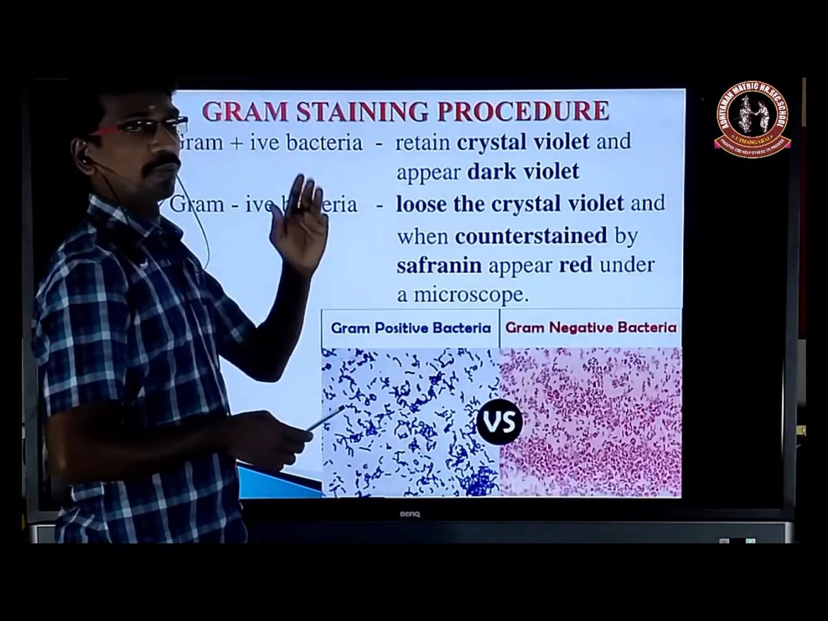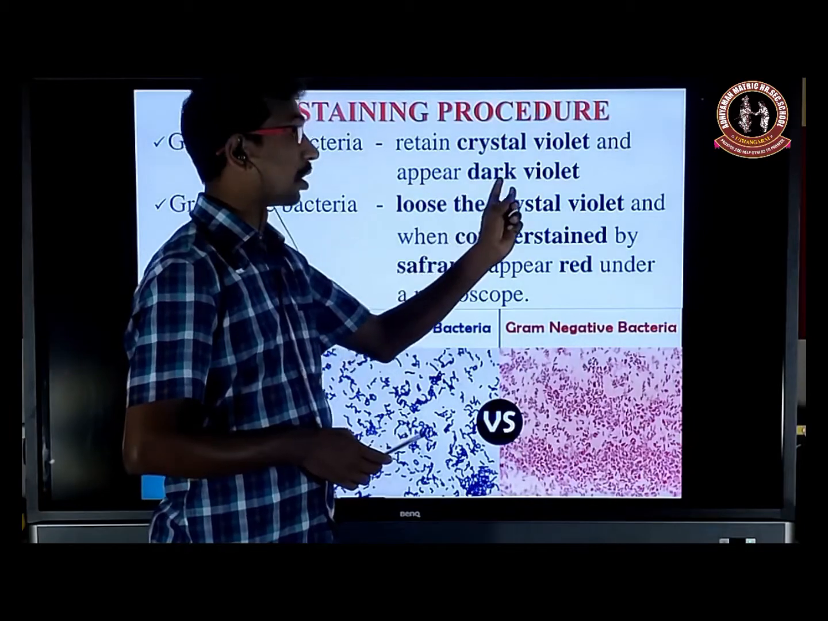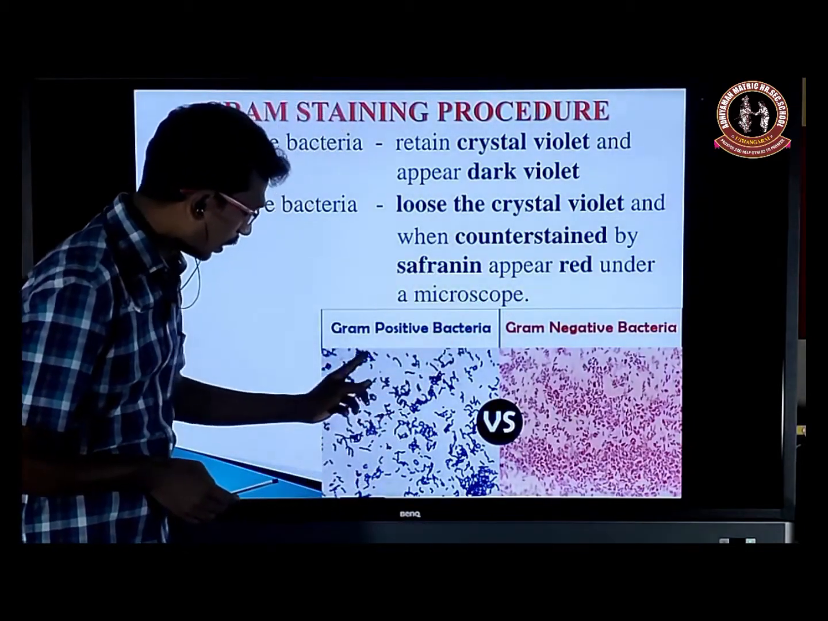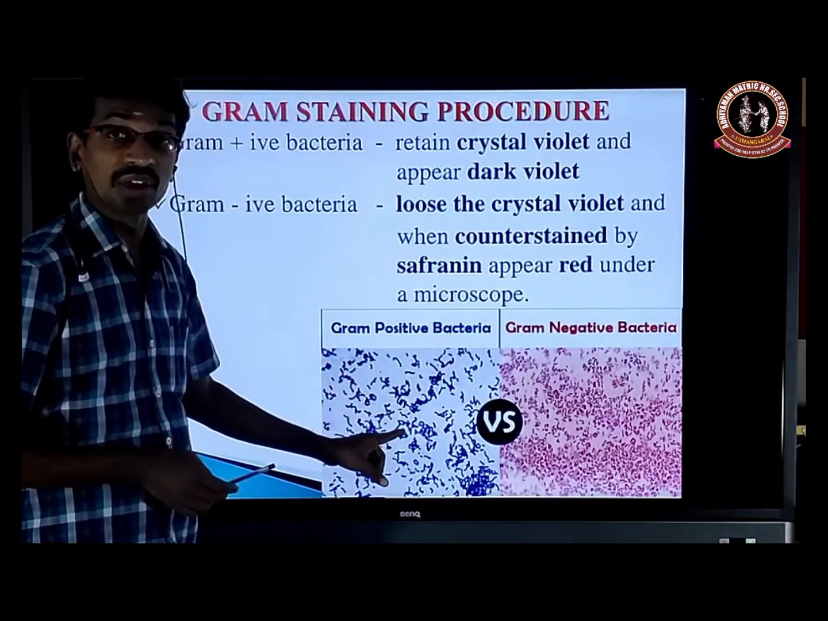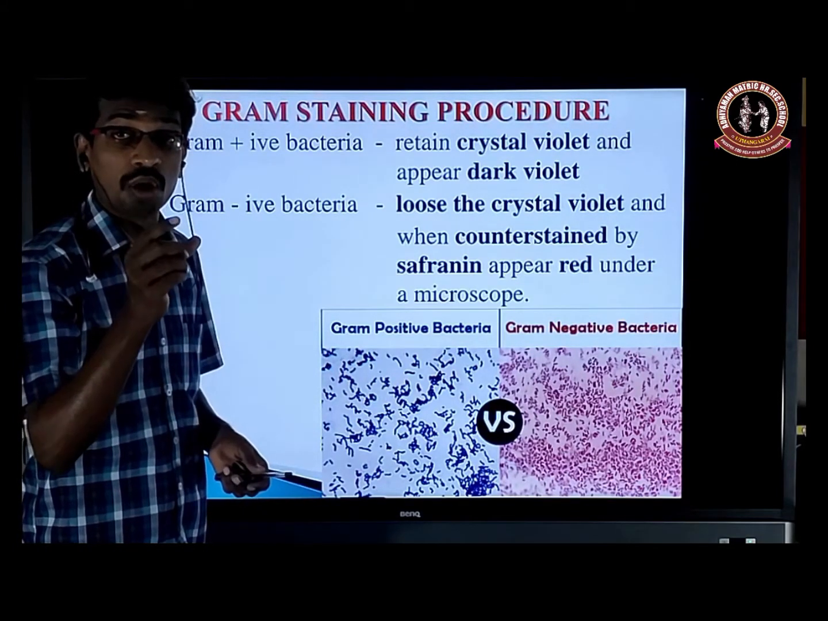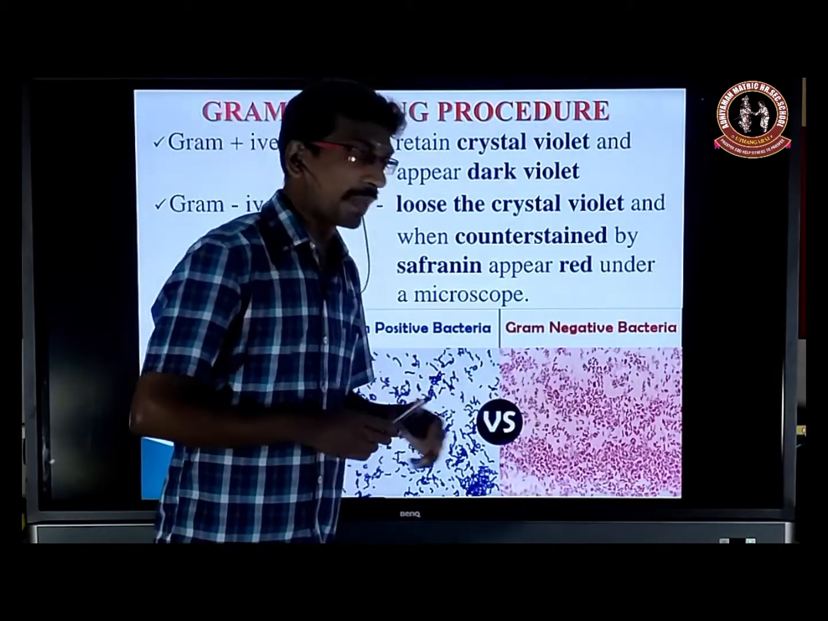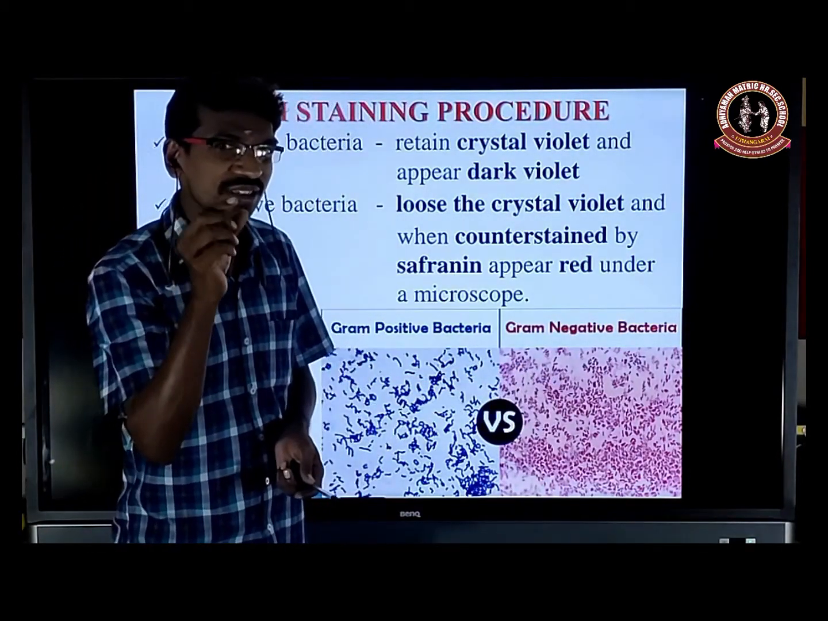The gram-positive bacteria retain the crystal violet and appear dark violet in color. So gram-positive looks like what? Dark violet in color. Why? Because they have a very thick cell wall, the peptidoglycan layer is very thick. But in gram-negative, they have a very thin cell wall.